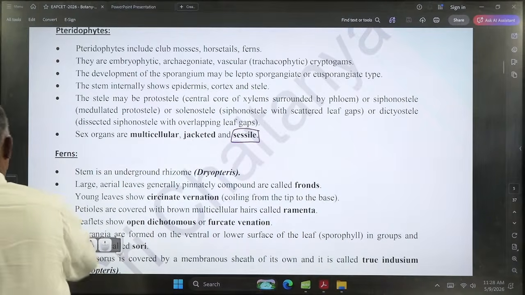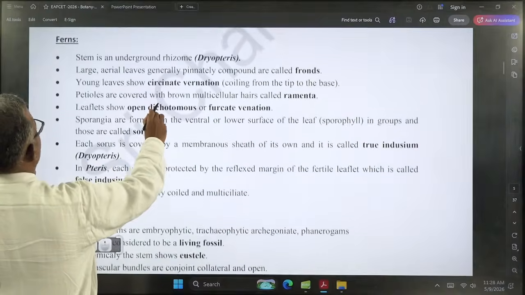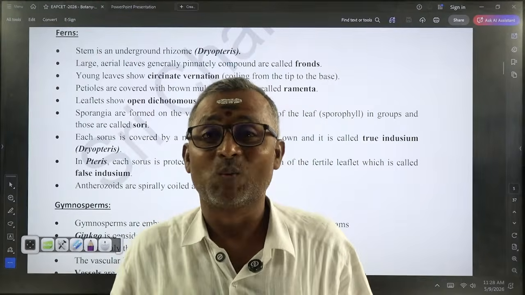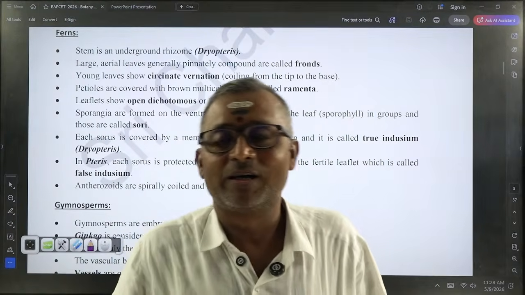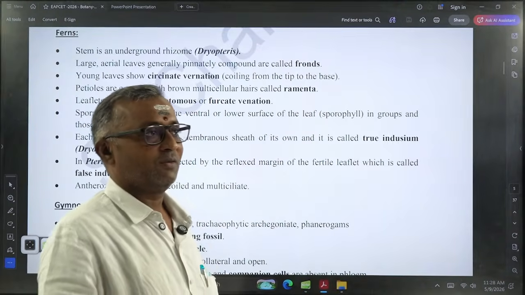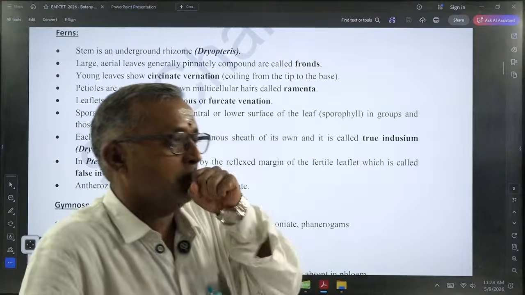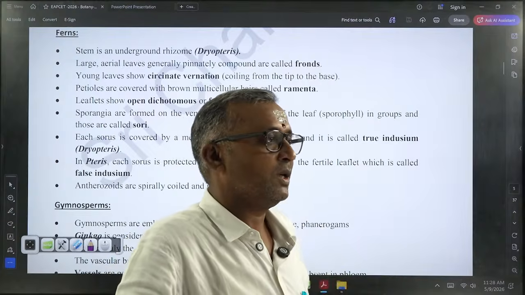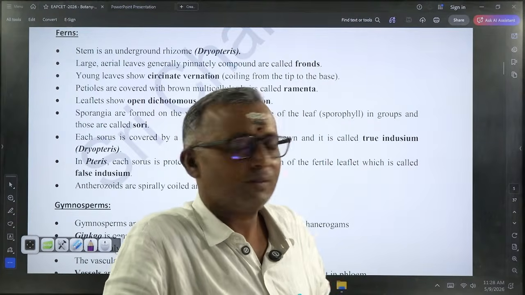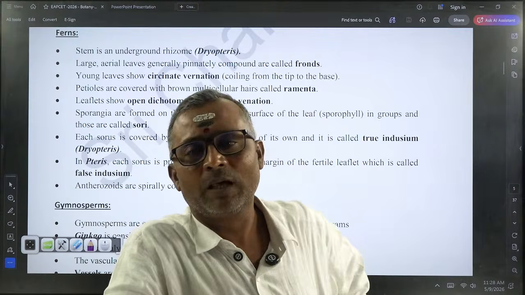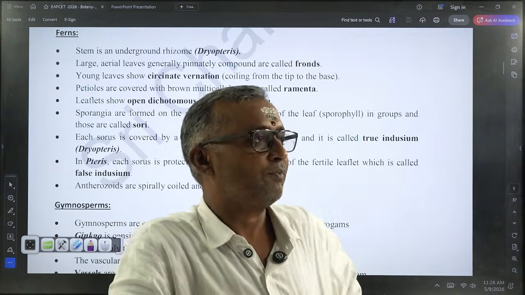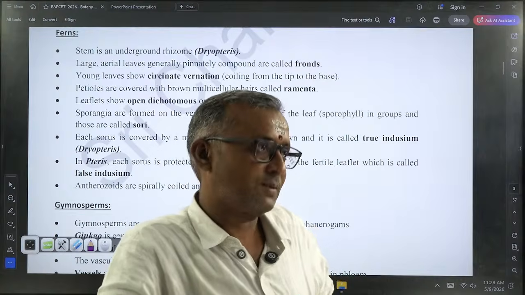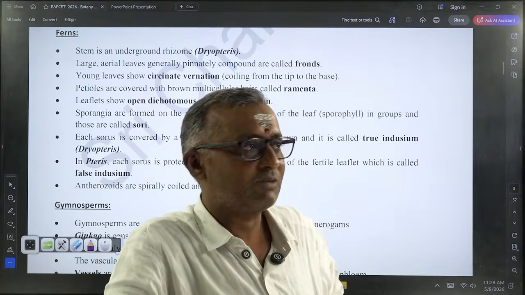Next, under pteridophytes, we have to discuss the ferns. This is again a big story. It itself takes 1 hour to discuss all the details of the ferns. Ferns will have rhizome as their underground stem, and they generally have large pinnately compound leaves. These pinnately compound leaves are called fronds.